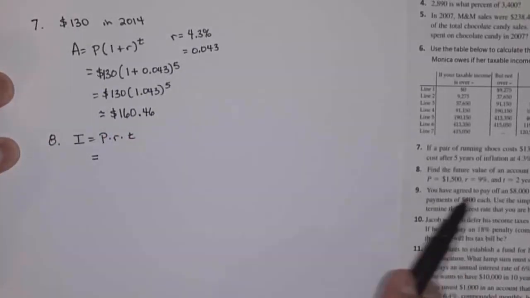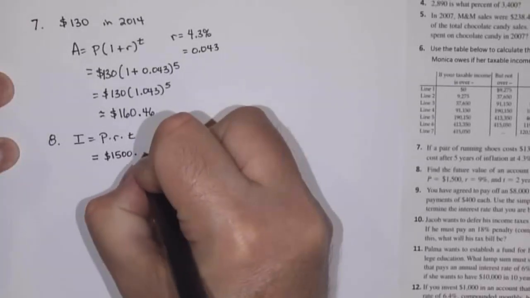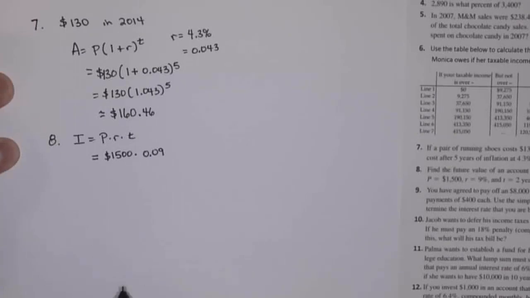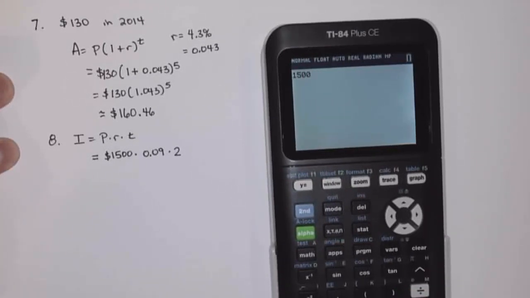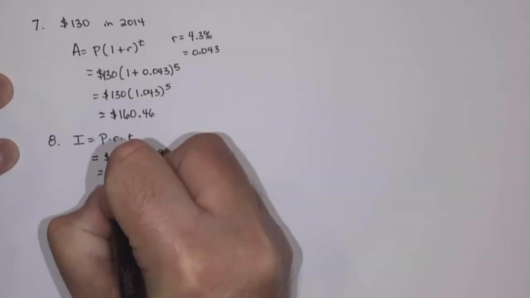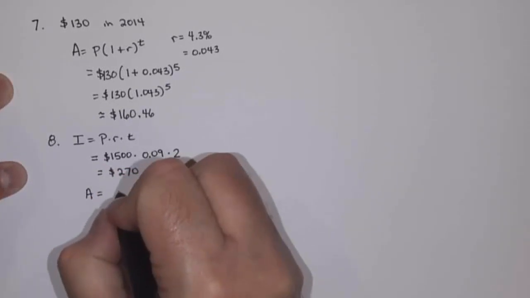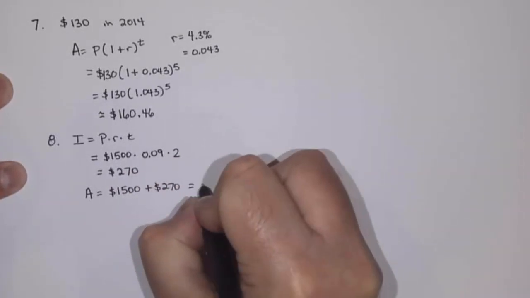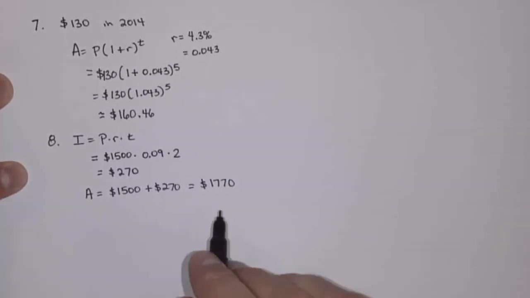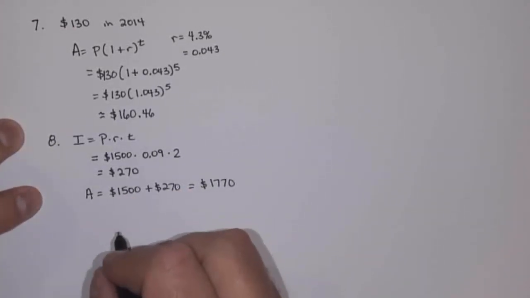And so our principal is $1,500. Our interest rate is 9%, so we're going to write that in decimal form, 0.09, and our time is 2 years. So if we multiply 1,500 times 0.09 times 2, that is $270. So we're going to have $270 in interest, which means the future value 2 years from now is going to be the $1,500 plus the $270, so that would be $1,770.